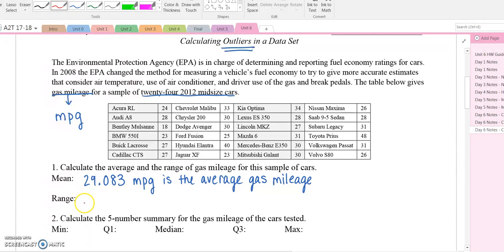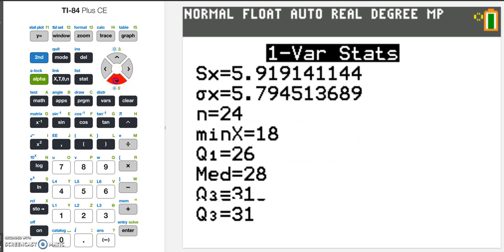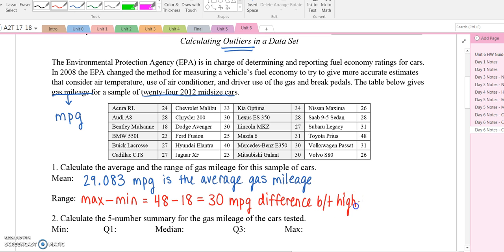The range is not something you'll be able to calculate directly on your calculator, but we will use some of the information from it, because the range is the max minus the min. My max is 48 and my min is 18. So max minus min, 48 minus 18, is 30. And again, that still represents miles per gallon. But range isn't the average, right? Range is a difference because we subtracted, so it's a 30 miles per gallon difference between the highest and lowest gas mileage.